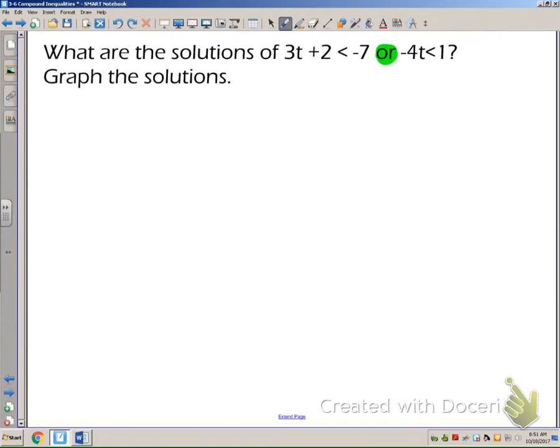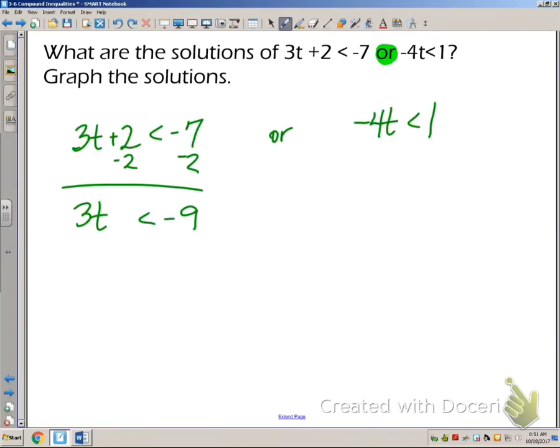Okay, so what are the solutions? We've got two different problems that we can work out. You can pause the video and try these. Okay, I want to subtract 2 from both sides. I get negative 9. At this point, I want to divide both sides by 3, so I get t is less than negative 3.